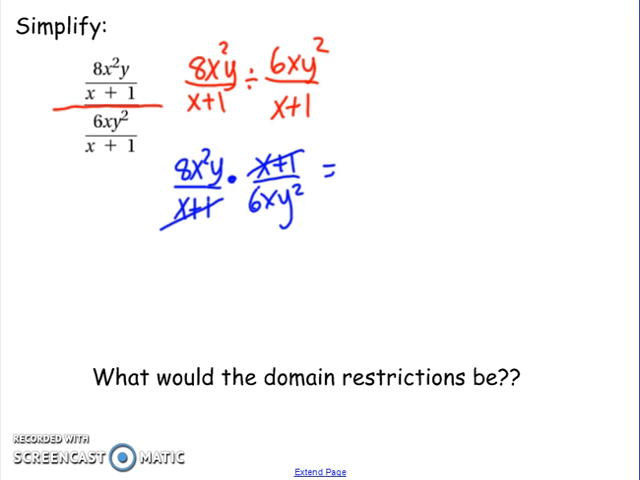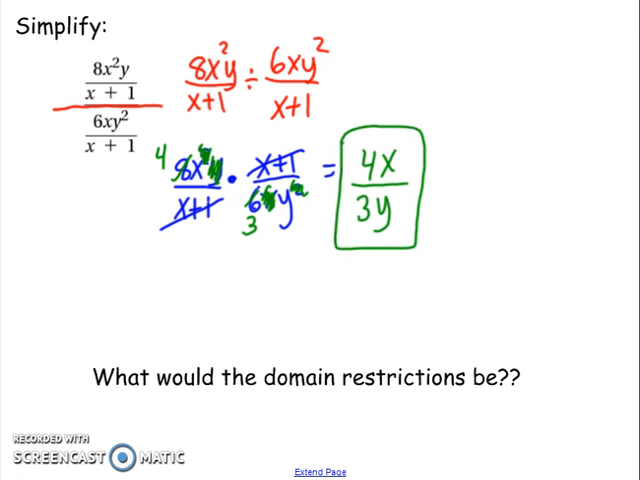Now the 8 and the 6, I can divide them both by 2 and make this a 3 and make this a 4. With the x's, I can get rid of this x altogether and change this x squared to an x. And then I can get rid of this y and make this y squared into a y. So now on the top, I just have a 4x, and on the bottom, I have a 3y.